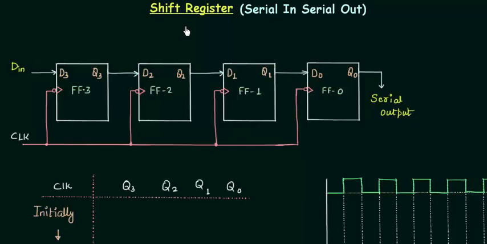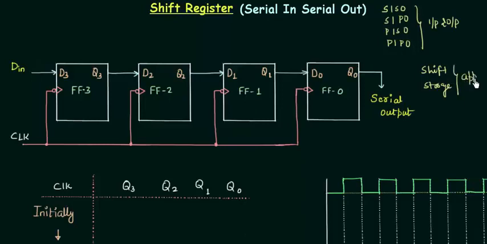In the last presentation, I explained the data formats and also classified the registers. The first classification was based on the input and output: serial input, serial output; serial input, parallel output; parallel input, serial output; and finally parallel input and parallel output. We also classified the registers based on the application, and we had shift registers and the storage registers.